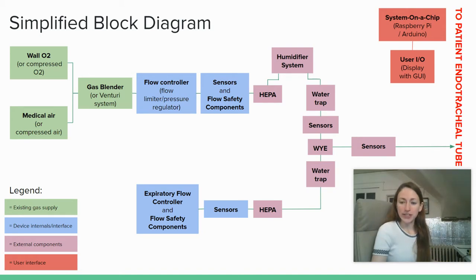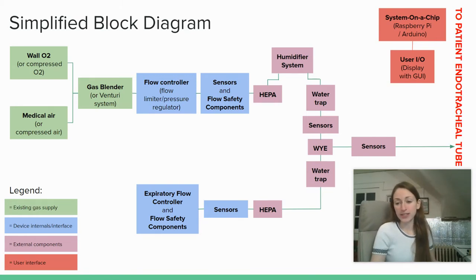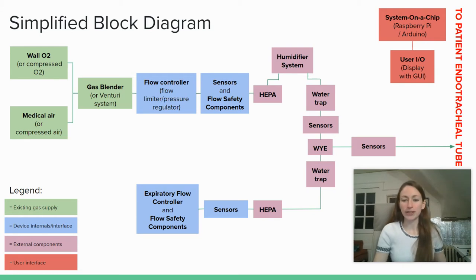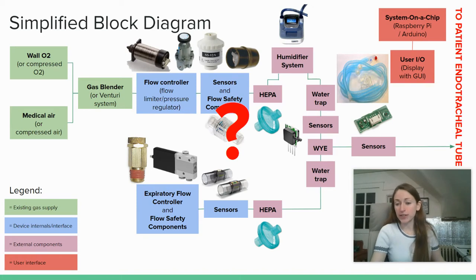Moving back into the device internals, we'll have additional sensors. Here you'll find your expiratory flow sensor, as well as additional flow controller components. And this may include your PEEP valve and your high frequency solenoid, whatever you have going on in here. So this is the rough scheme. And the question is, how do we go from this sort of conceptual block diagram to a bill of materials that we can go out and order and assemble into a working device?